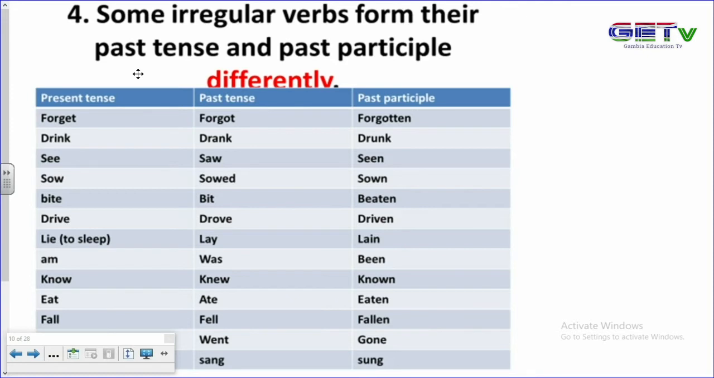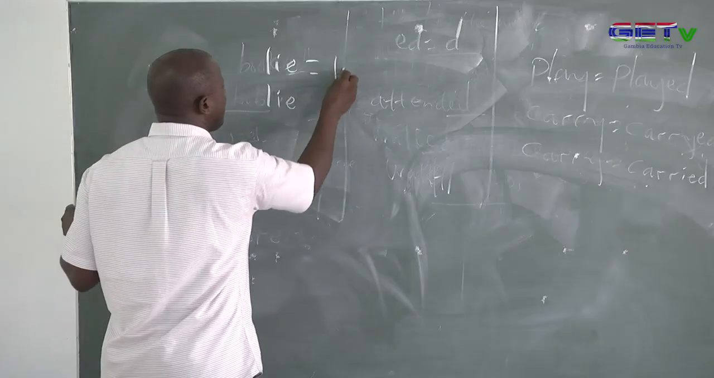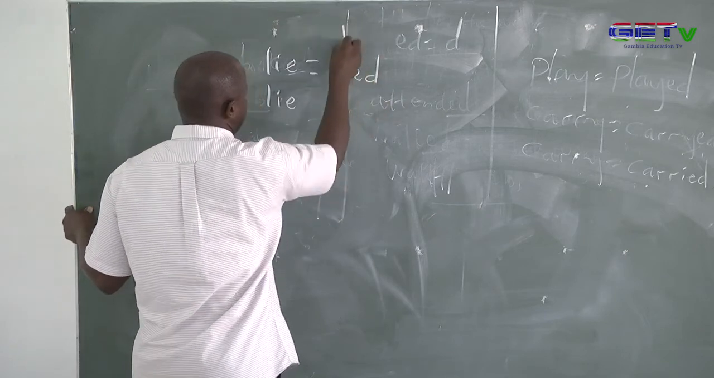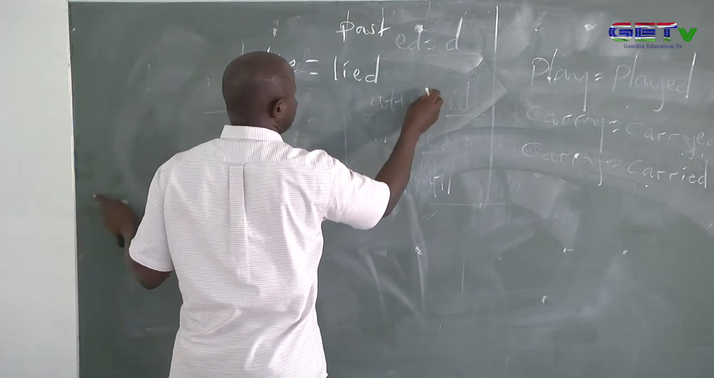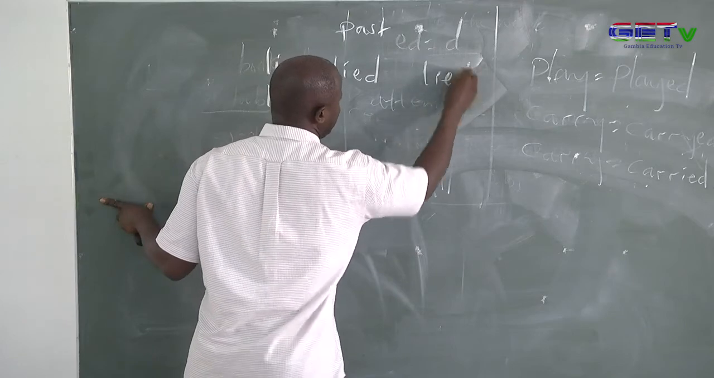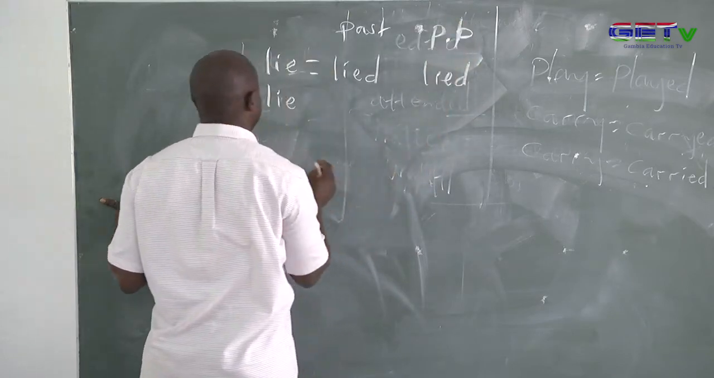Now we look at this lie. Good. Remember this. Lie, to lie, to say something which is not true, the past tense is lied. But this one, lie, to sleep, the past tense is what? Lay. And the past participle is what? Lain. So take this example. When you look at this, lie and lie. This one, ed, past tense. Okay? This one, ed, past participle.